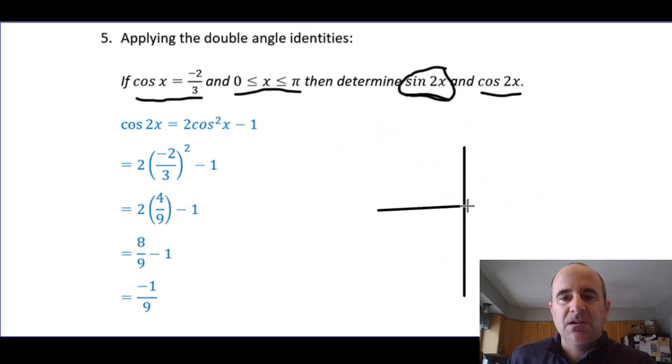So if cosine of x is negative 2/3, can we draw that? We definitely can. We know the angle is between 0 and pi, so we know it's in quadrant 1 or quadrant 2. Well, if it's cosine and it's negative, keep in mind cosine is x over r, it must be that it's in quadrant 2. It can't be in quadrant 1. Obviously, cosine is positive in quadrant 1. Remember the CAST rule. So it's over here. This is our angle.